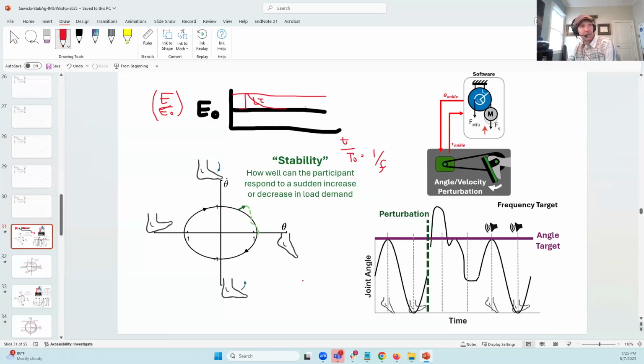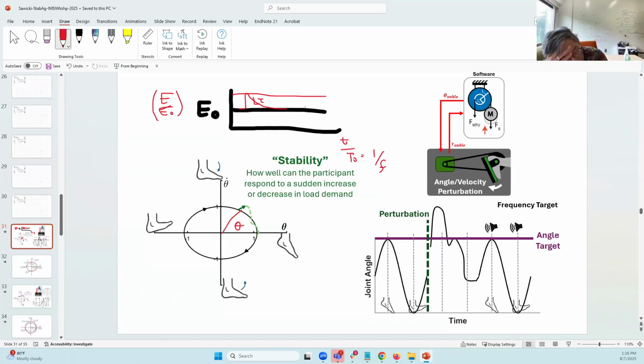Okay, so pause there. That's the idea for stability: a set task that's got a limit cycle that's easy to define and calculate the energy of, and then a system that's able to inject energy. And you could do that at any point in the phase here as well, and ask how they deal with it in a phase-dependent way.